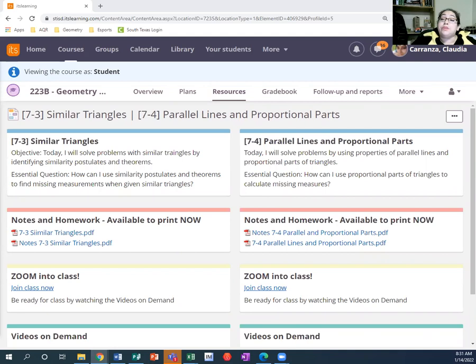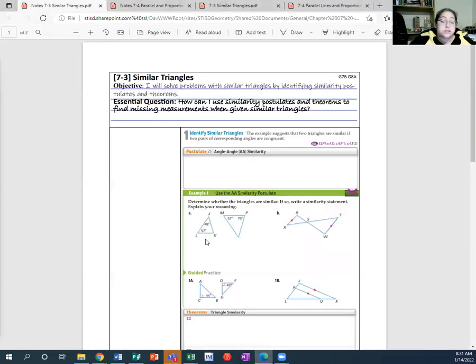Let's just jump right in. We're doing two sections again today. We're going to look at similar triangles, very similar to last section on similar polygons. And then in similar triangles, we're going to talk about some parallel lines and proportional parts. So let's jump right into similar triangles.